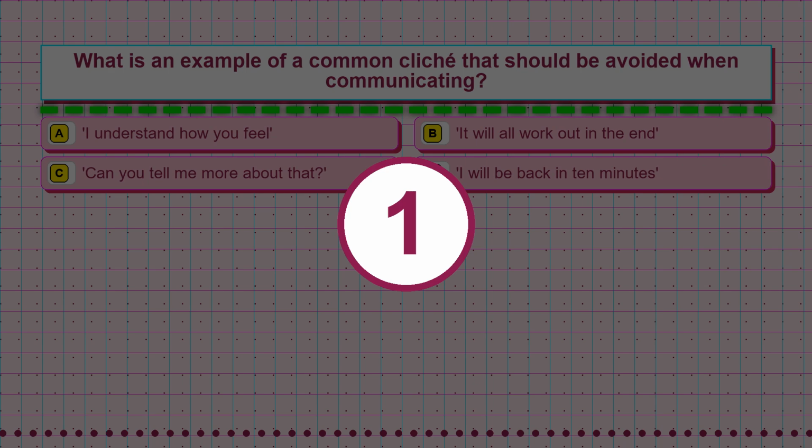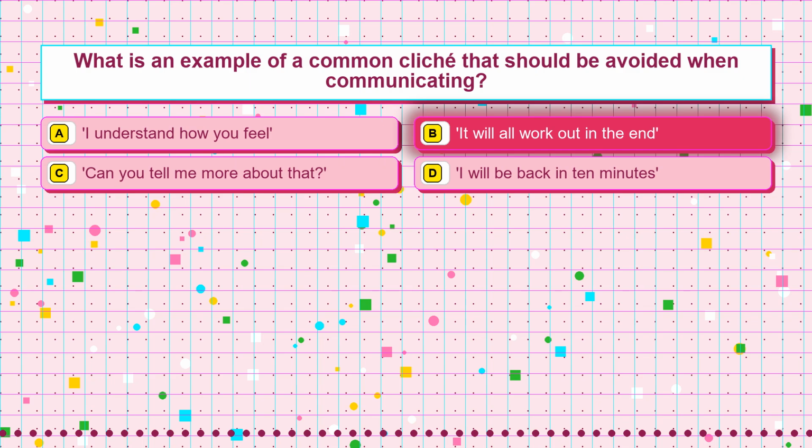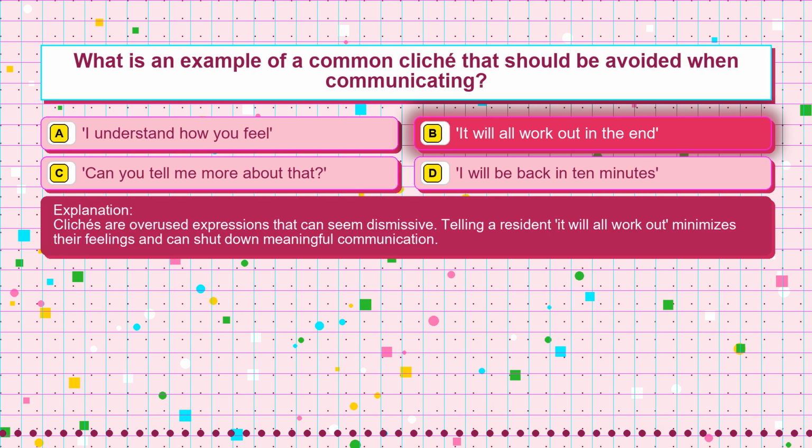The correct answer is option B. It will all work out in the end. Clichés are overused expressions that can seem dismissive. Telling a resident it will all work out minimizes their feelings and can shut down meaningful communication.